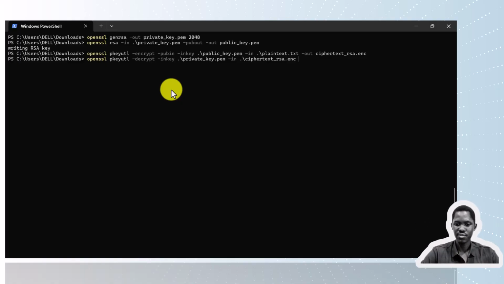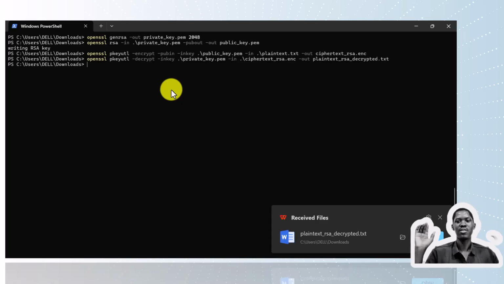Out, the decrypted file. What name should it have? I want to give it plaintext underscore rsa decrypted .txt. So that's it. I'm done. I don't have anything else to do. I'm pressing enter. I have successfully decrypted the file using the private key.